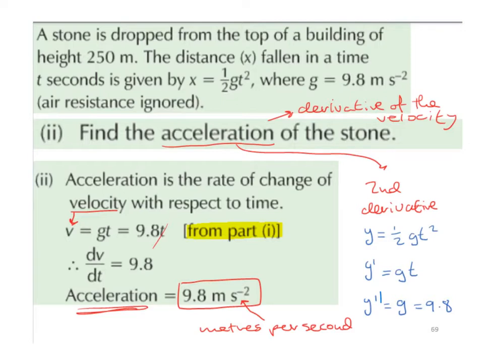So if y prime, the first derivative, was gt, and we're differentiating with respect to t, then y double prime, or the second derivative, will just be g. We basically just cross off that t. And we know g is 9.8, that was given in the question. So dv/dt is equal to 9.8. So the acceleration is 9.8 meters per second squared.